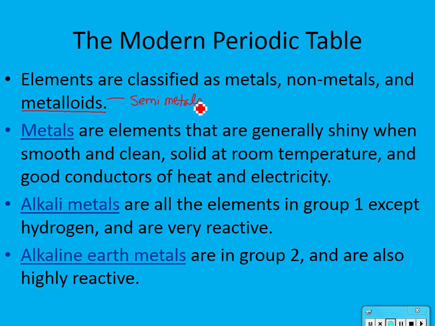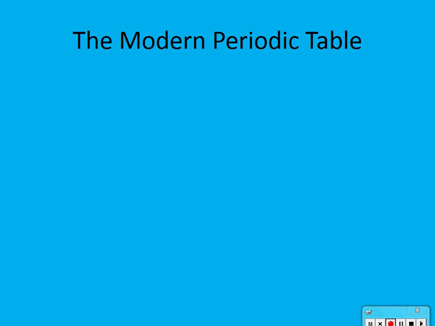Easier for them to gain 6 more or lose 2? Lose 2. And so they're looking to lose those 2 valence electrons. They're very reactive as well.